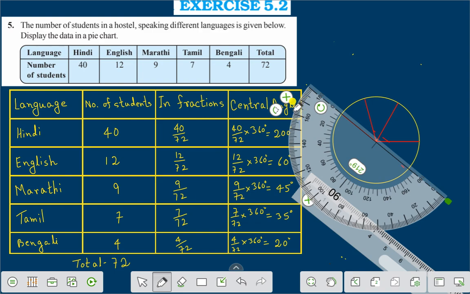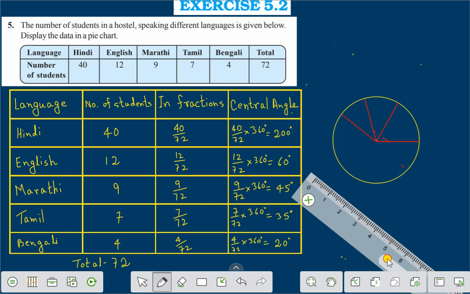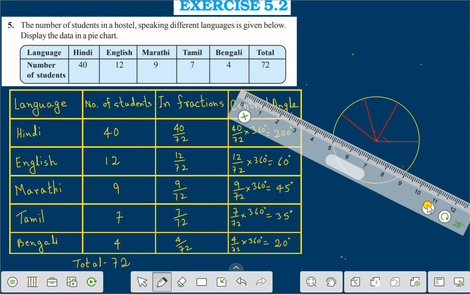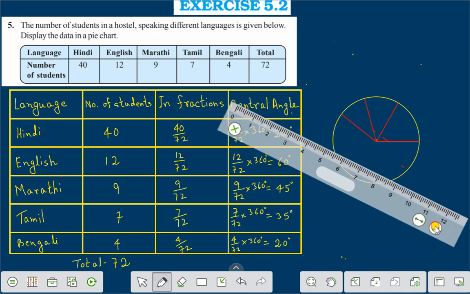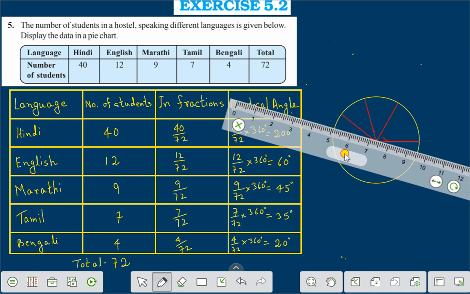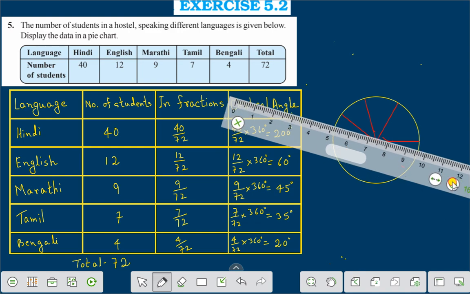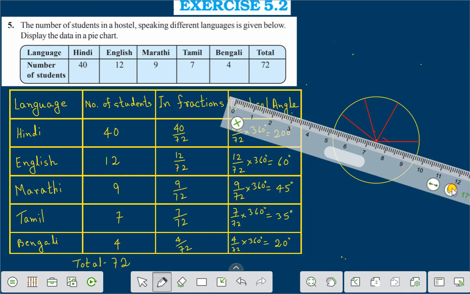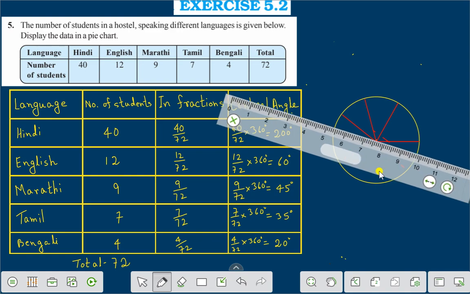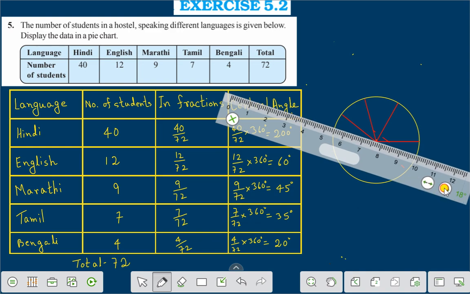5, 10, 15, 20. This angle is 20 degree. Now, with the help of the ruler, make an angle of 20 degree. This is 20 degree.